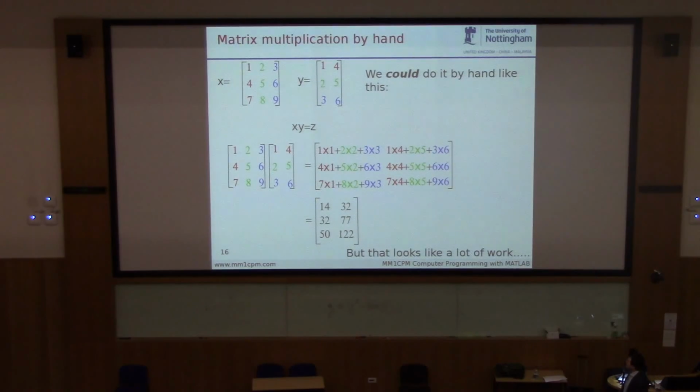We get distracted. So I might be able to do that for this matrix because it's only a 3 by 3 times a 3 by 2. But as soon as it gets to much bigger matrices, we haven't got hope. Okay, just as humans, because we're not accurate machines.